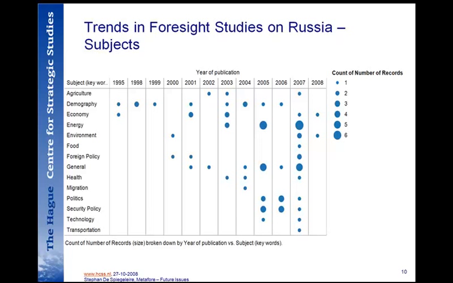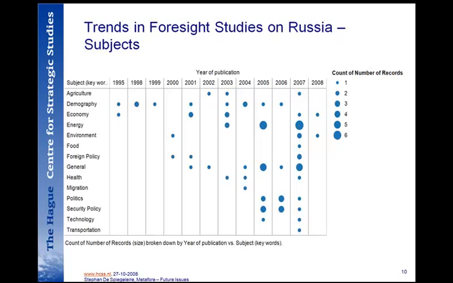Here again, the picture that you saw before in small, here a little bit bigger, shows, for instance, that up until 2005, if you look at security policy, there really wasn't much foresight done on security policy in the Yeltsin era or the beginning of the Putin era. It's really only afterwards that you see a number of exercises being done again. A topic like demography, on the other hand, the second one from the top, you see that it really has been an important point of interest for the foresight community throughout this entire period.